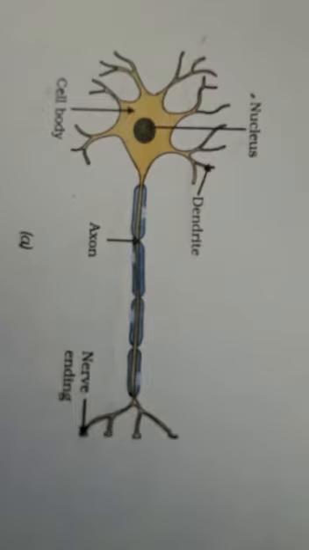Here we find a long fiber extending from the cell body. This long fiber is called the axon. At the end of the axon, we will find some small branches called nerve endings. So the tips of the axon are called nerve endings or nerve terminals.